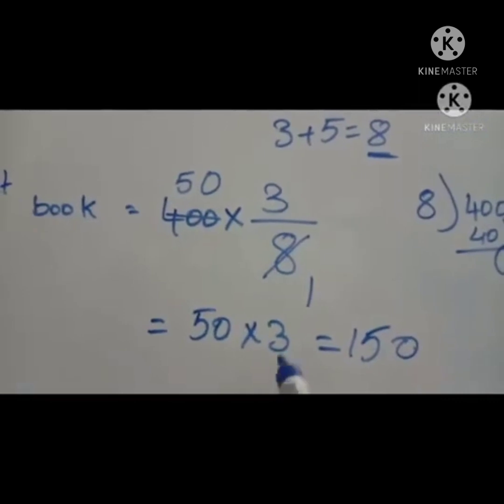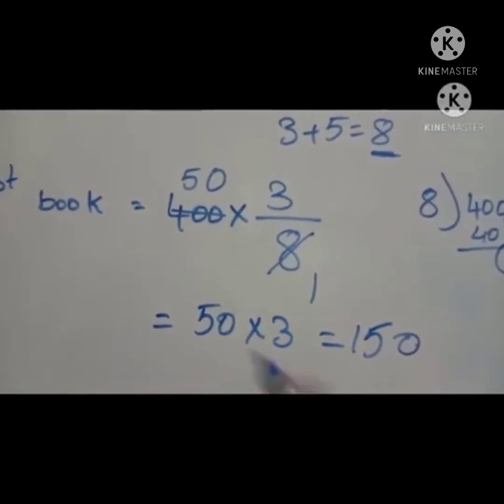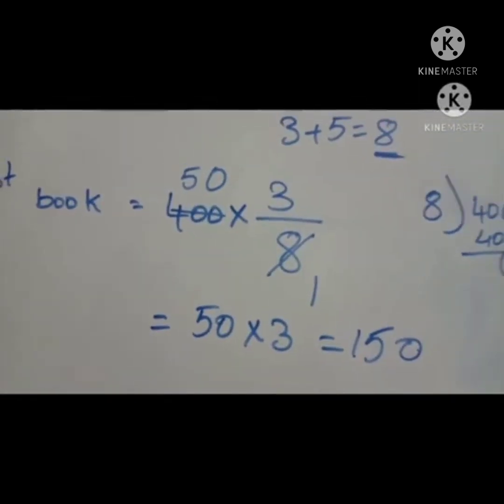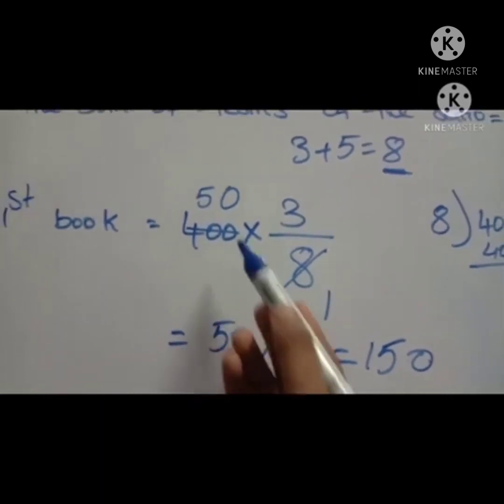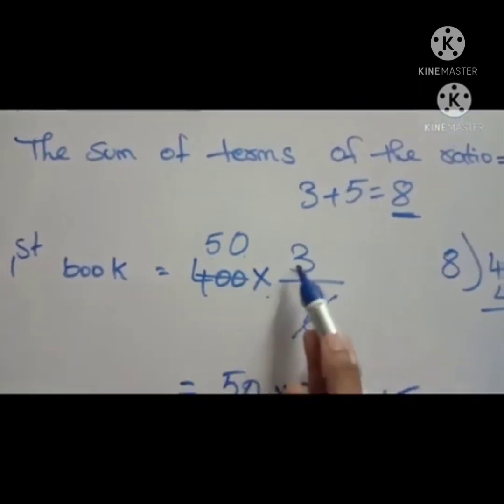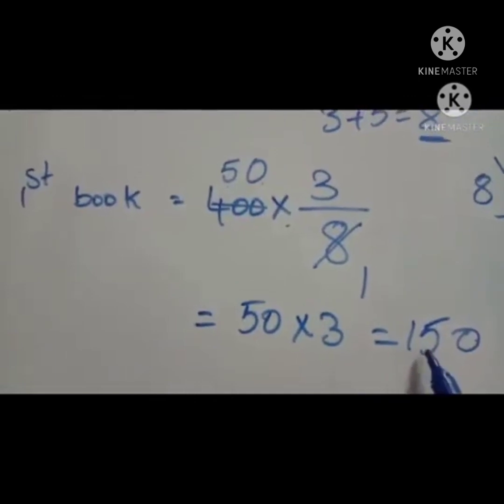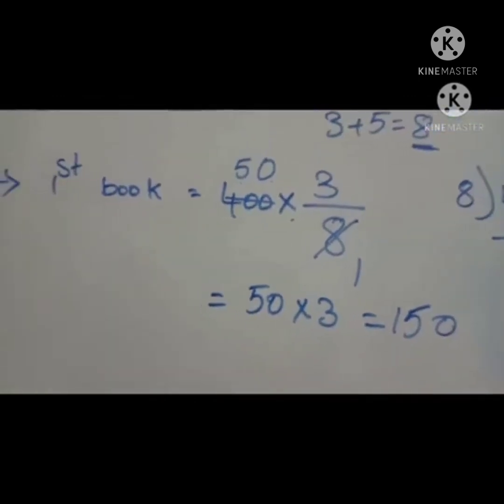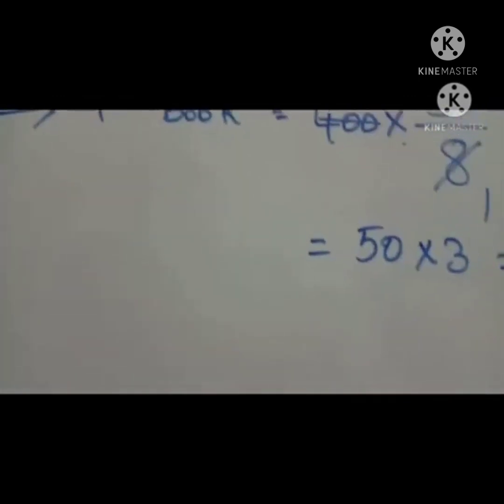In the denominator 1 is there, which means no need to write 1. We already discussed this in which chapter? The fractions chapter. So what do we have to write? 50 into 3. 50 into 3 is equal to 150. Okay, now what do we have to find out next?